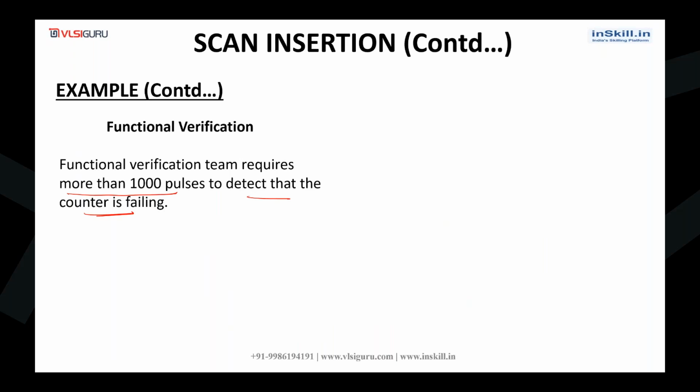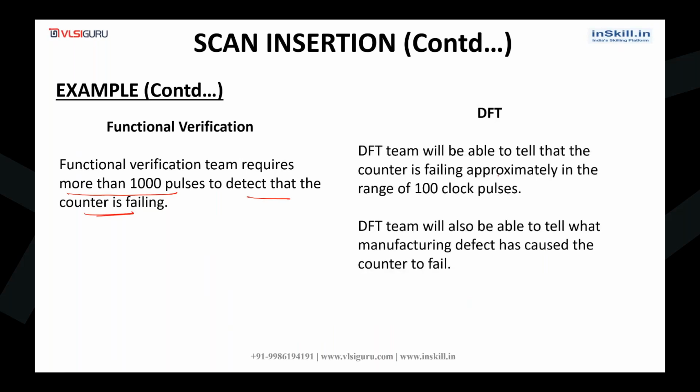Okay, so in this scenario, the functional verification team requires more than 1000 clock pulses to tell that the counter is failing. We had already understood why before the break. The DFT team will be able to tell that the counter is failing approximately in the range of 100 clock pulses, somewhere around 80, 90, 100, 120, like that.